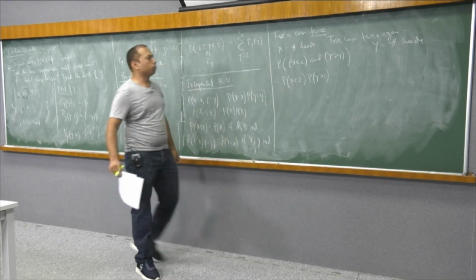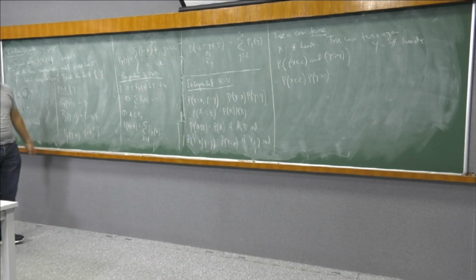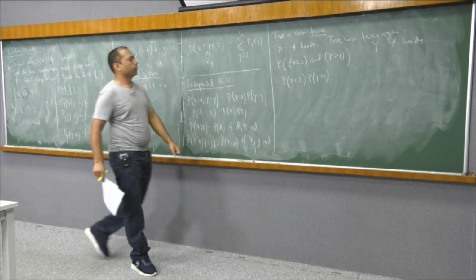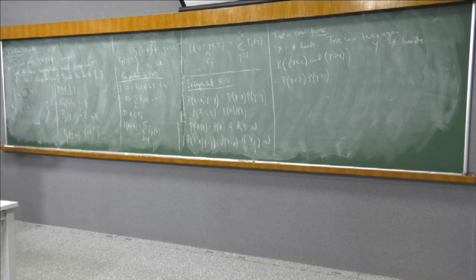So y greater than 1 here doesn't mean it's unrestricted like before. Here y stops at a maximum, the number of heads could be 2. So it's not an unbounded case. Both of these can be calculated as an exercise.